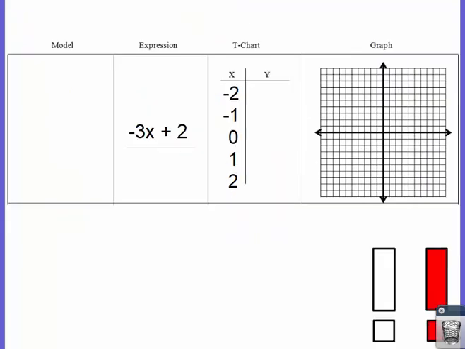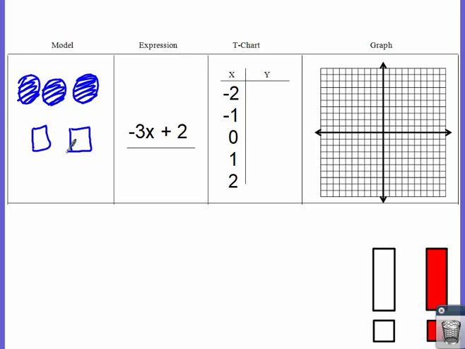What if I gave you the expression? Can you go back to the model? Yes, you can. We know that negative 3x, you can represent this with longs, or in our assignment today, our x's are actually going to be represented by circles. So for my model, I'm going to change my x's from longs to circles. I've got 3 x's, and each of those needs to be closed because they are negative. And I have a positive 2, so that gives me 2 squares. That would be our model.